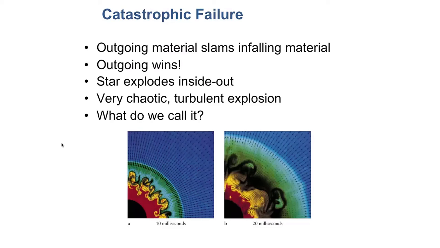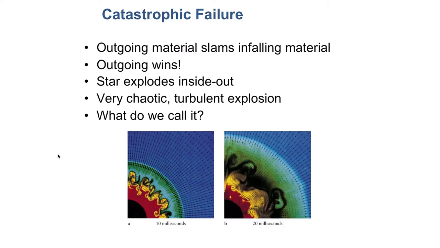The outgoing bounce material slams into the material that was falling in on it, because the whole thing was collapsing just a short time ago. And the outgoing material has more energy than the ingoing material, and the outgoing material wins, and the entire star explodes from the inside out. Now, this is not necessarily just a spherically symmetric thing. I've shown some diagrams here from actual simulations of this process that show you how turbulent and chaotic it is when outgoing material slams into ingoing material.